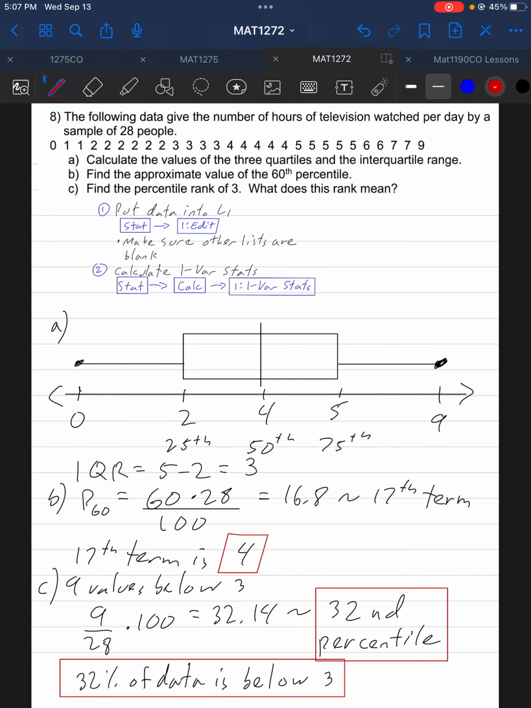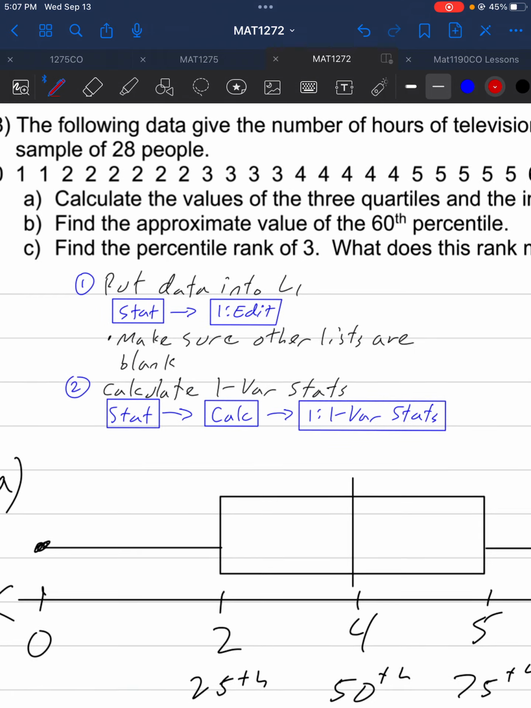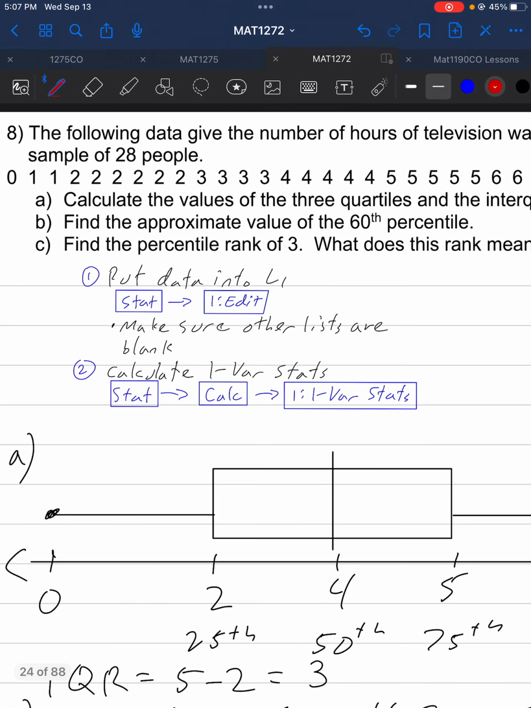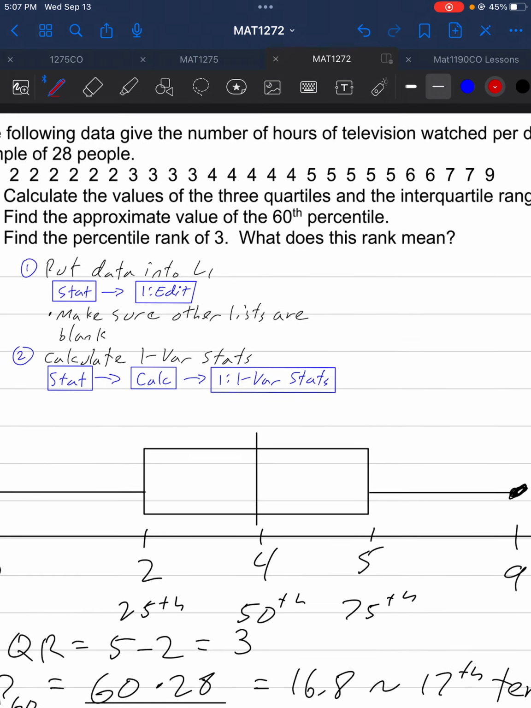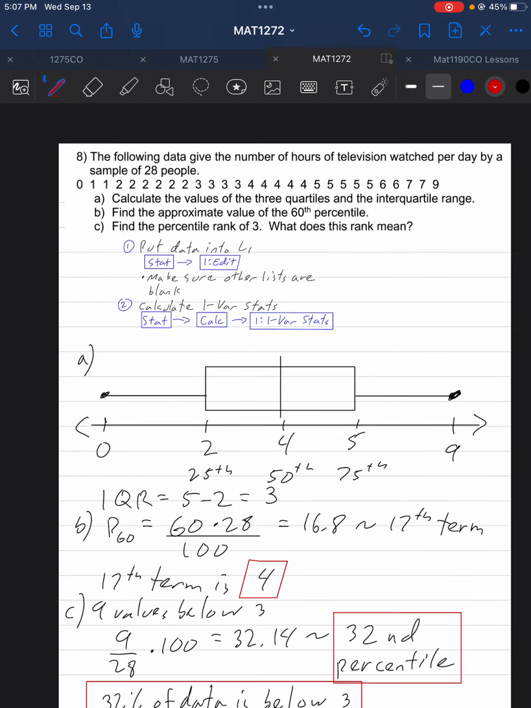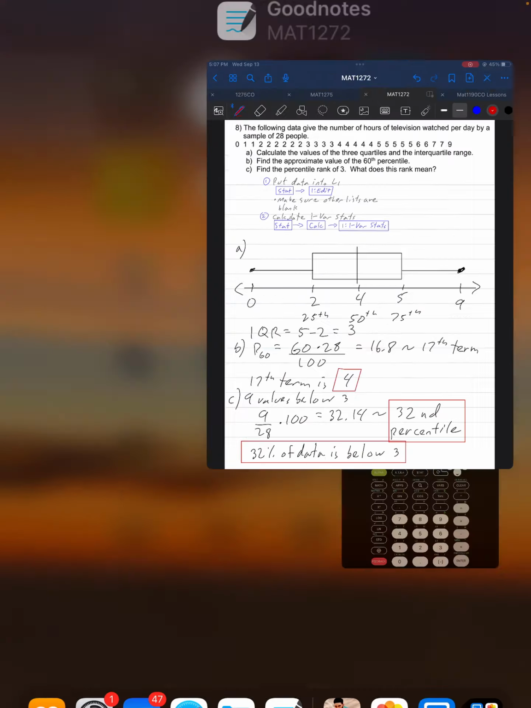For number 8 on this review sheet, we are given the values in order of 28 elements. We want to calculate the 3 quartiles and the interquartile range, then find the approximate value of the 60th percentile and find the percentile rank of a number of 3.